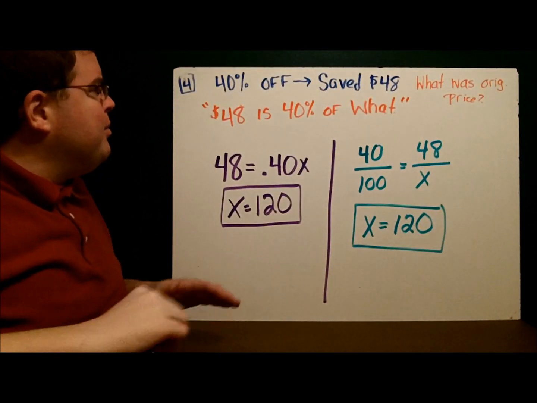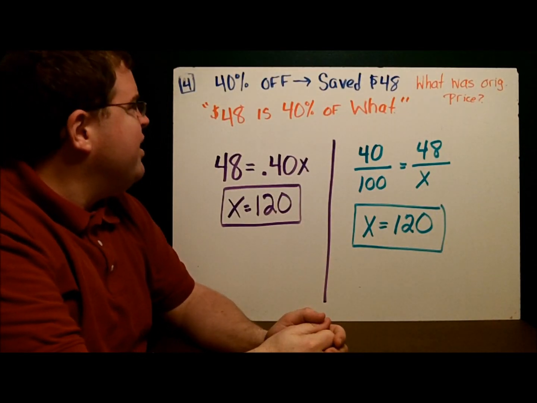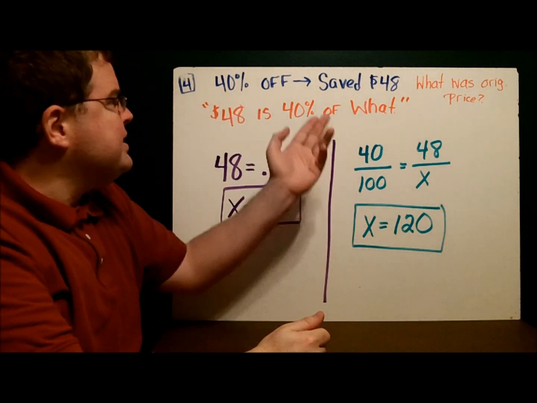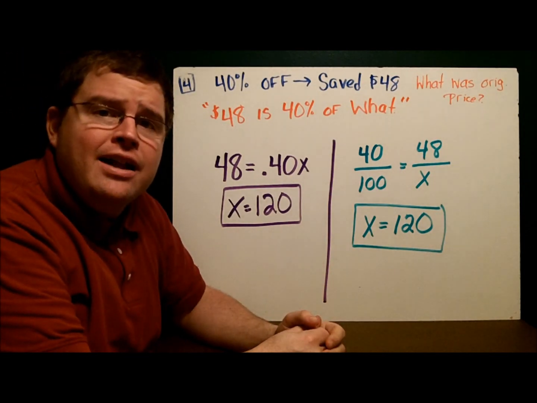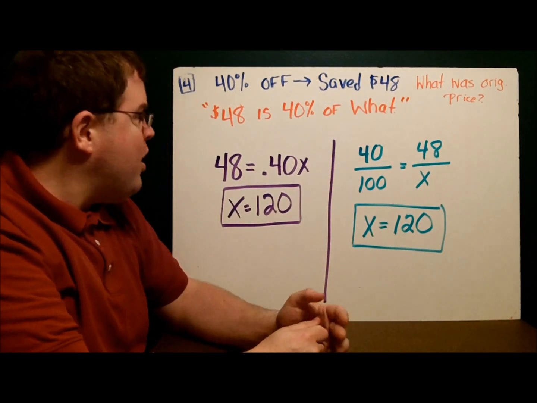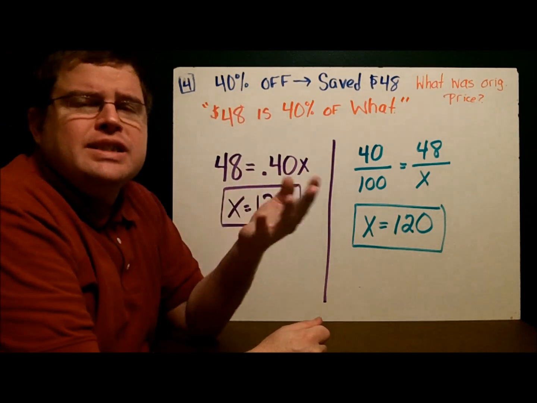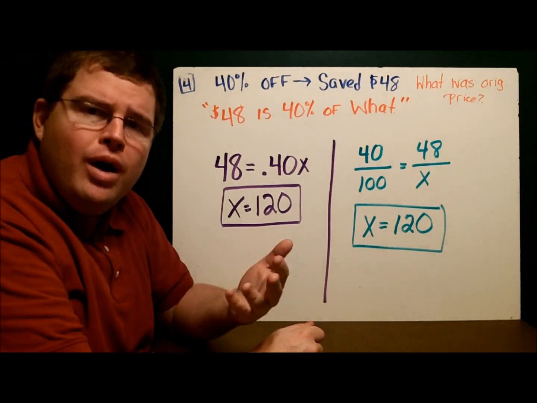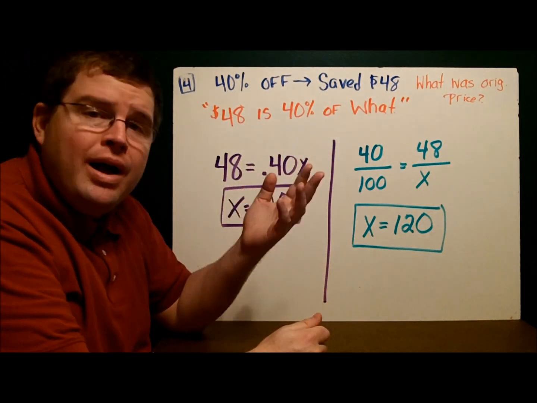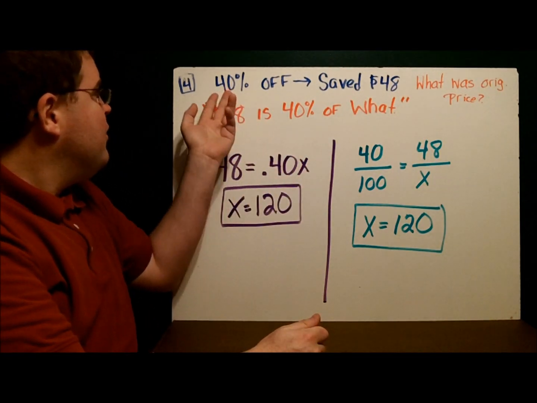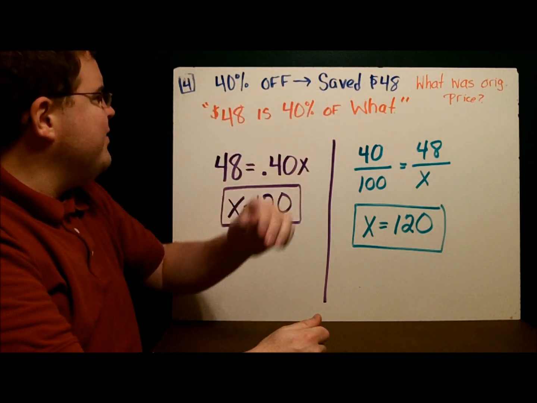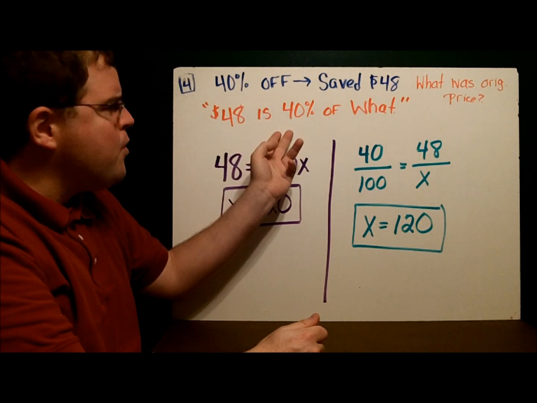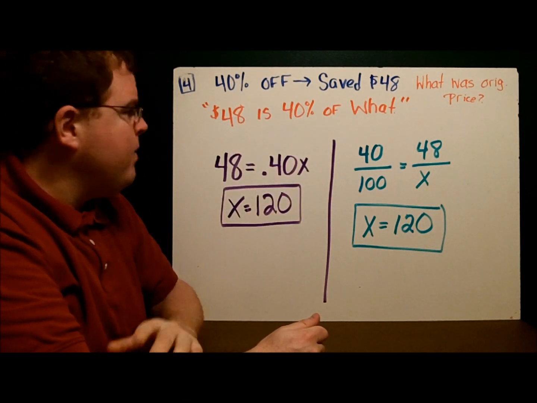In our final example, we went out and we bought a coat. And the coat was 40% off. And it just so happens that we saved $48. So $48 was 40% of some number. I don't know what the original price was. The question is, what was the original price? Well, think about what they're saying to us. 40% gave us $48.